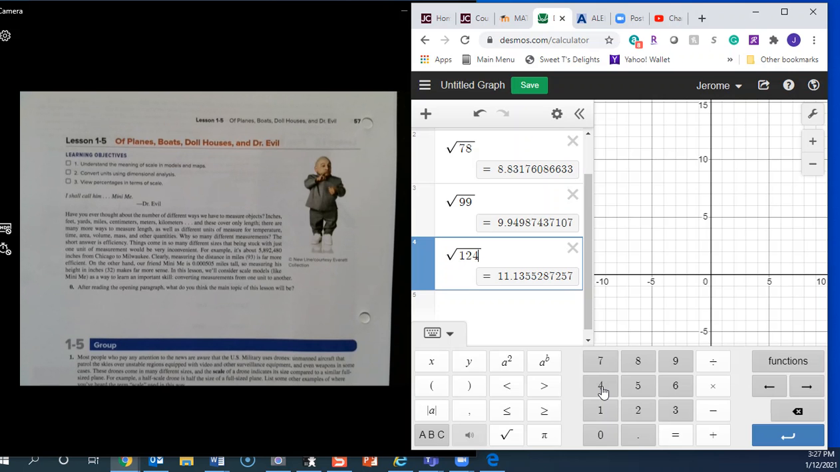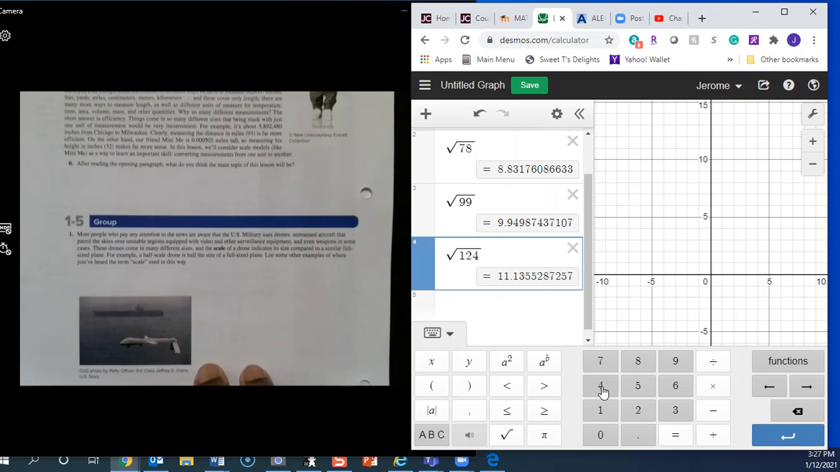Now lesson 1.5 is of planes, boats, doll houses, and Dr. Evil. Learning objectives: number 1, to understand the meaning of scale in models and maps. Number 2, convert units using dimensional analysis. Number 3, view percentages in terms of scale.